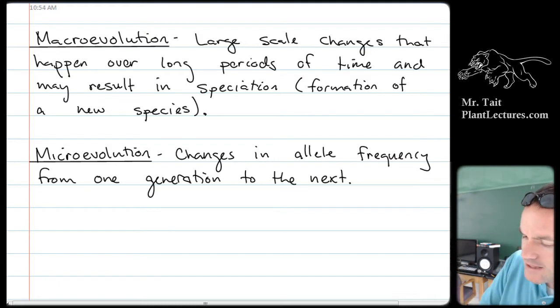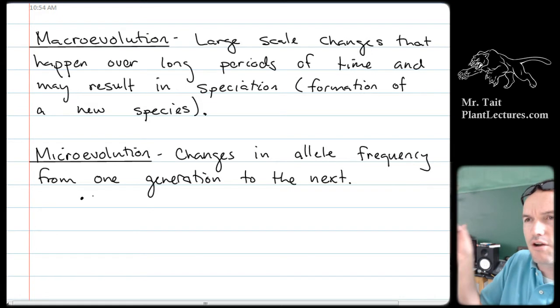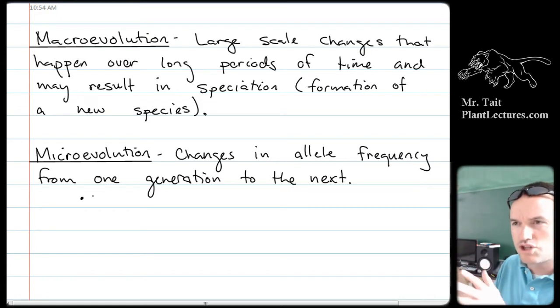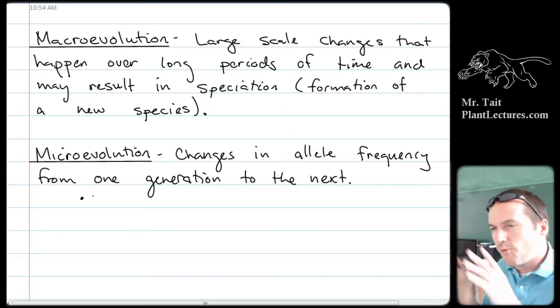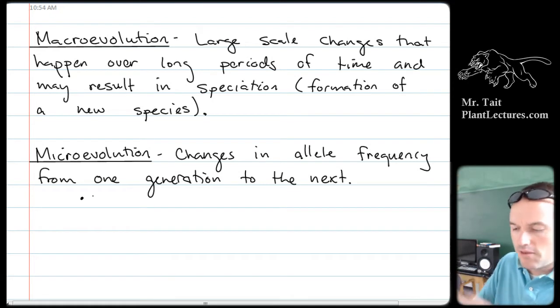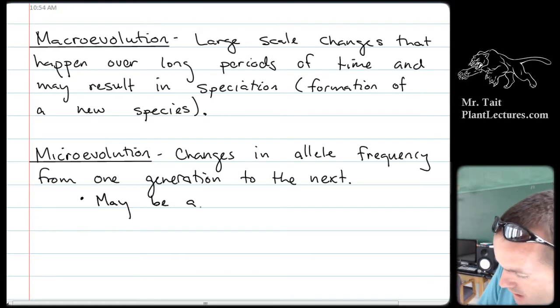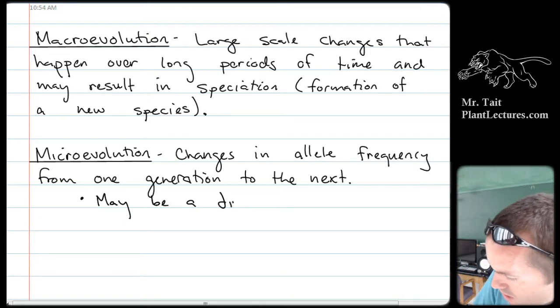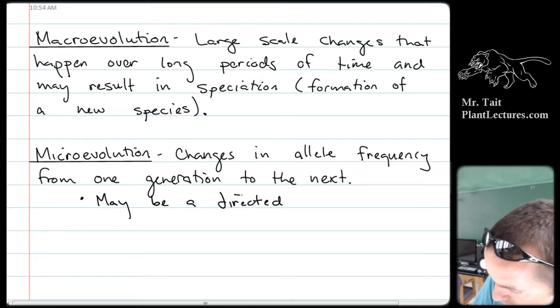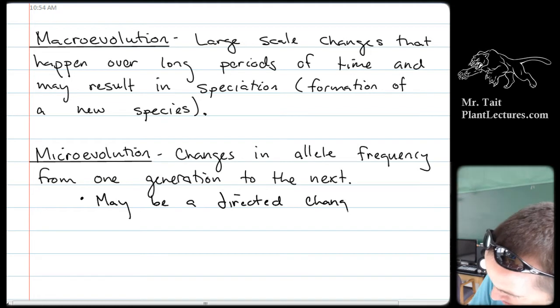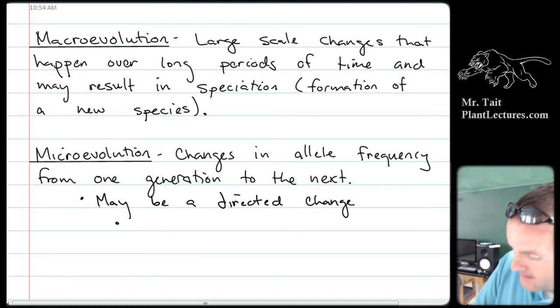Okay, so there's lots of things that can do this. Sometimes these changes in allele frequencies are the result of a directional change, something that's actually forcing it towards one phenotype or the other. Okay, so may be a directed change. Okay, so one type of directed change is natural selection.